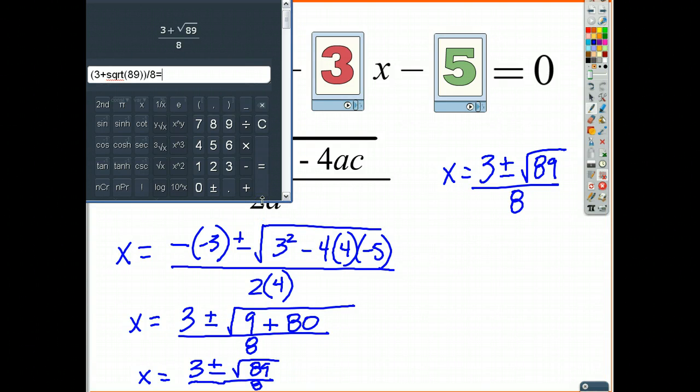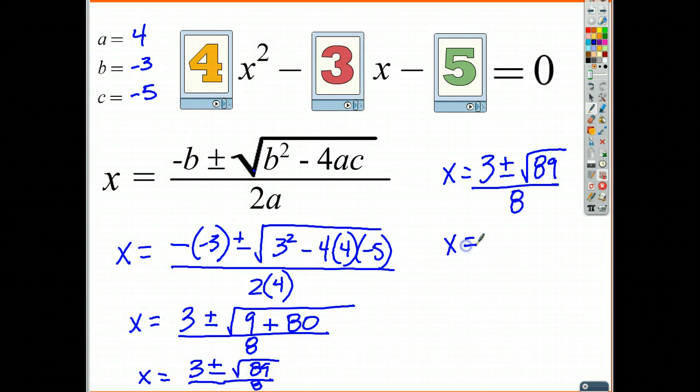Now let's think about this. The square root of 89 is about 9, right? 81 is 9 squared, so it's a little over 9. 9 plus 3 is 12, so 12 divided by 8 is about 1.5. So we should get about 1.5 here. Let's see what happens. 1.55. All right, looks good. So x is equal to 1.55.